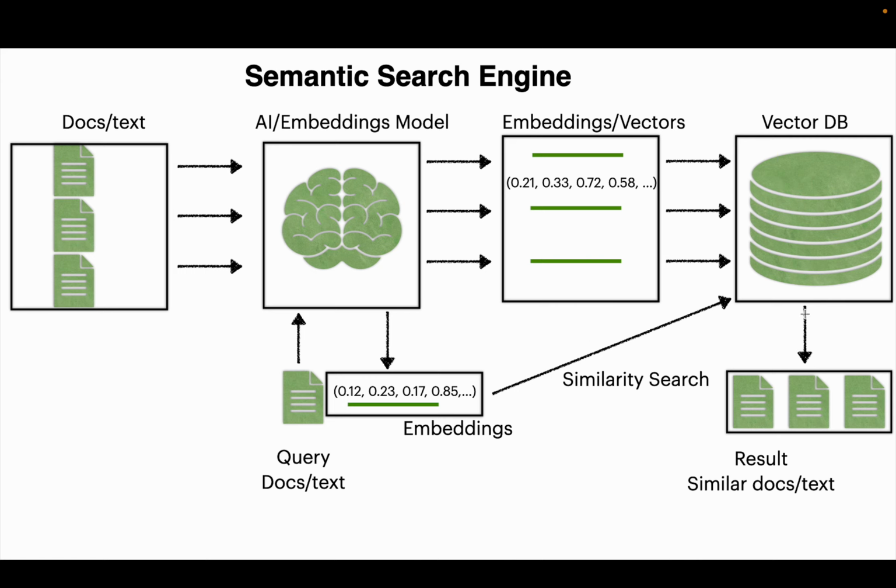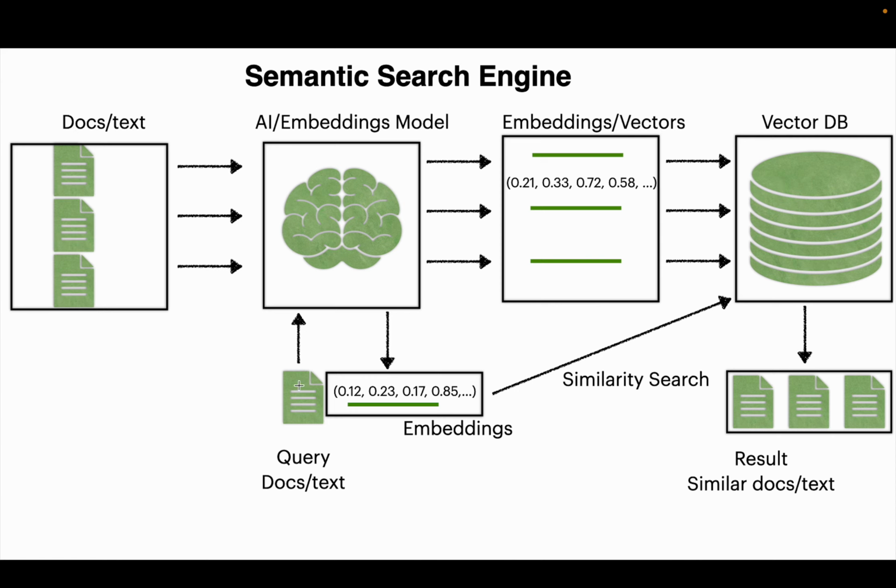Now we can map these vectors back to the actual documents. So this way, even if we have millions and millions of documents, we can very quickly find all the documents similar to our search result or the search document.